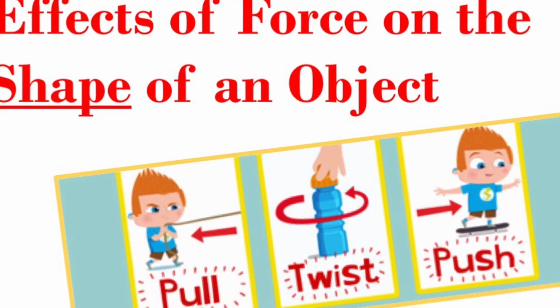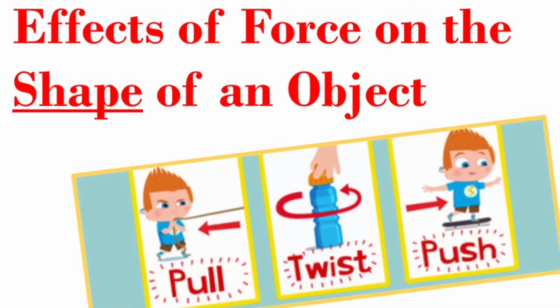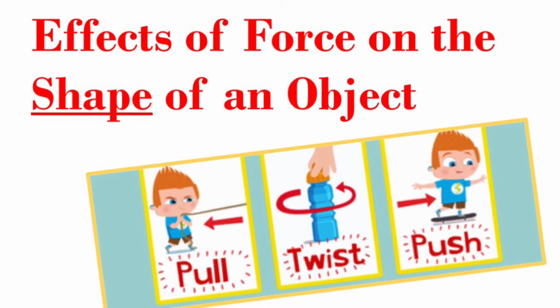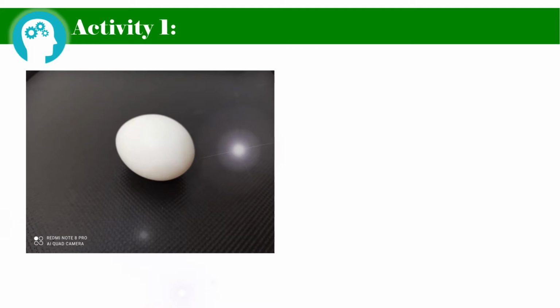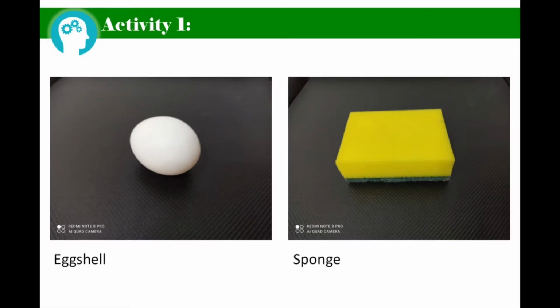So what changes may occur when force is applied to objects? Let us start the activity by showing the effects of force on the shape of an object. Now, let's do an activity which will help you understand the effects of force on the shape of an object. I'll be using an eggshell and a sponge and observe the changes in the shape of the eggshell and sponge before and after I applied force on it.